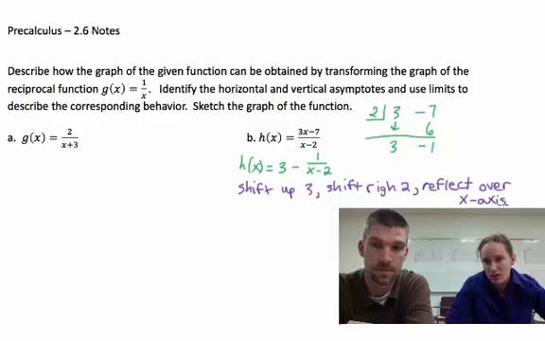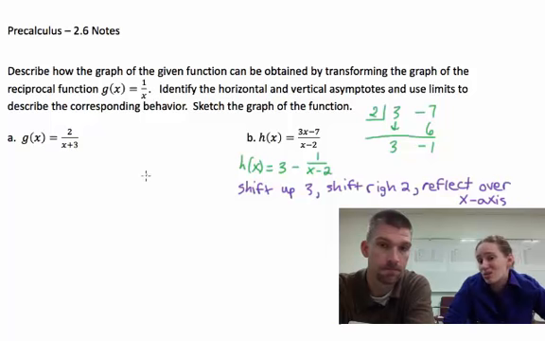Because remember, they would have to actually have made the x negative. Our negative would have to be down here on the bottom for it to be a reflection across the y-axis. So it's reflect over x-axis. That's our first thing. And so really, we could go ahead and draw this right now almost if we wanted to.